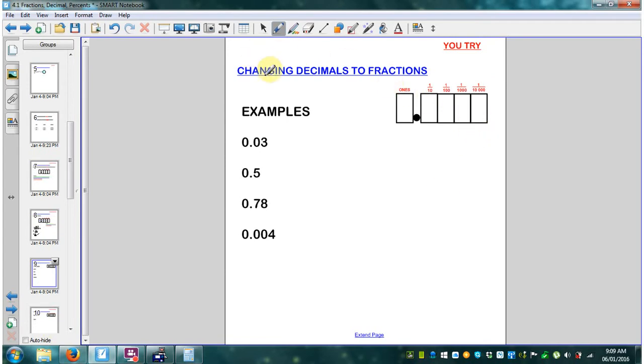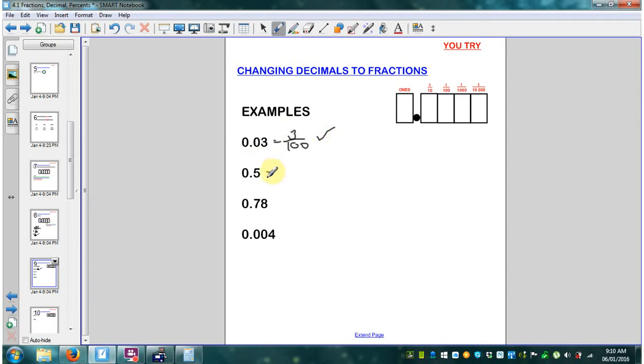Okay, I want you to try these now on your own. Pause the video. When you come back, we'll check them over together. Okay, so by now, you should have these attempted. So, 0.03. We look at our place value. We know that the denominator is going to be 100. We just use our number on top, 3 over 100, and that cannot be simplified any further. So that is our fraction.